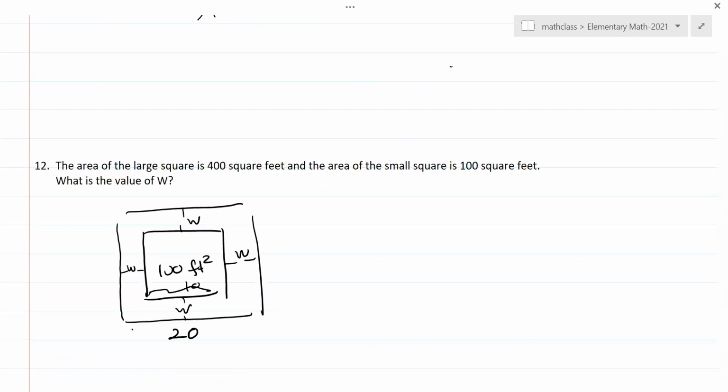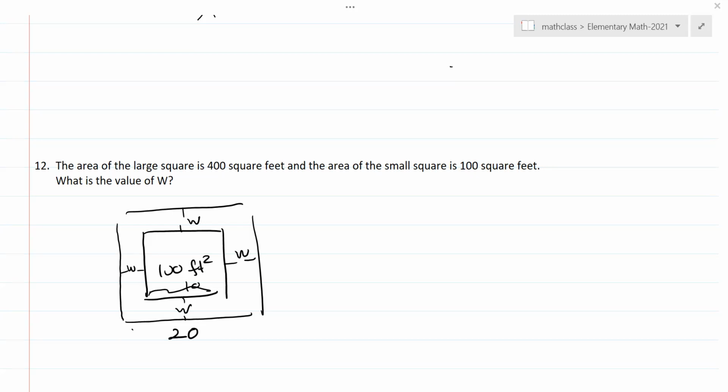All right, so the next problem is the area of the larger square is 400 square feet, and the area of the small square is 100 square feet. What is the value of W, the width? We're trying to figure out the width. Okay, now for this problem, you see the difference of the areas. So what is the best way to solve this problem?